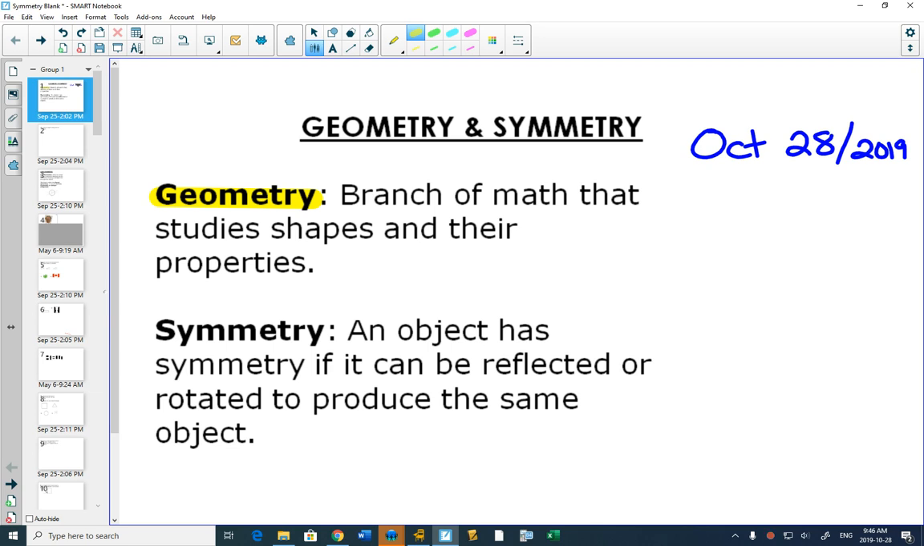So we're looking at shapes. Geometry is an area of mathematics that studies shapes. And symmetry, you'll notice in your notes, the symmetry definition isn't there, so this will be one that you're going to need to add in. When I give you your notes, some of the stuff is on there, but some of the stuff you need to write down. So symmetry: an object has symmetry if it can be reflected or rotated to produce the same object. So if you can flip something over and it's the same object, it has symmetry. So you'll need to write that part down.